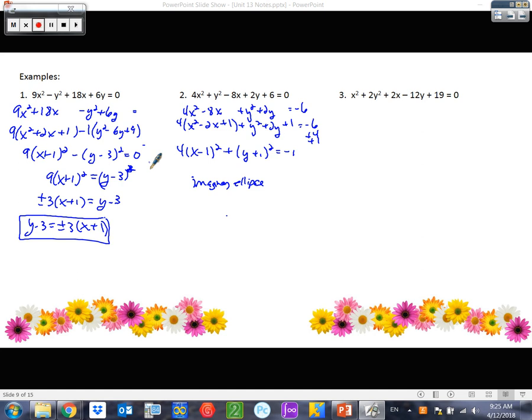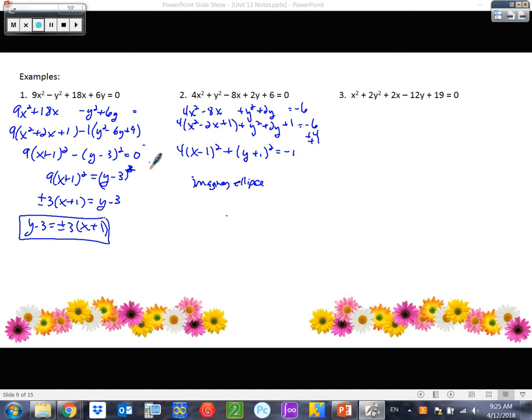Well, degenerate is a specific form. It's when it's equal to 0. This is just imaginary. So yes, today we get to experience degenerate and imaginary conics. Who would have thought? All right, last one.